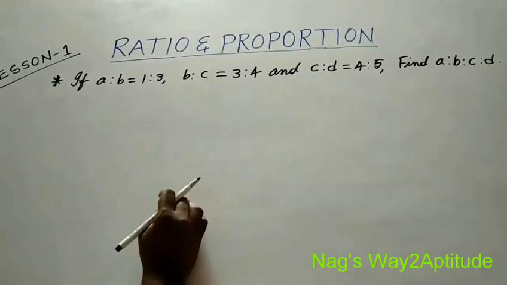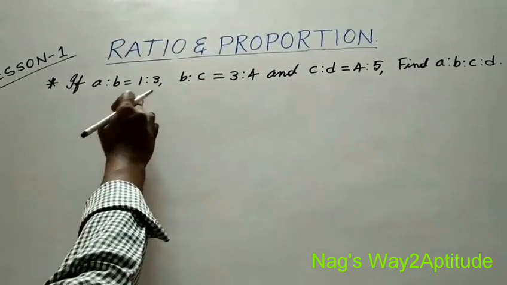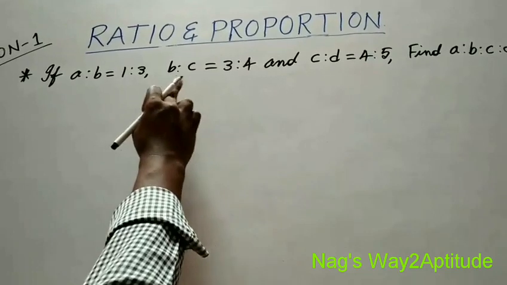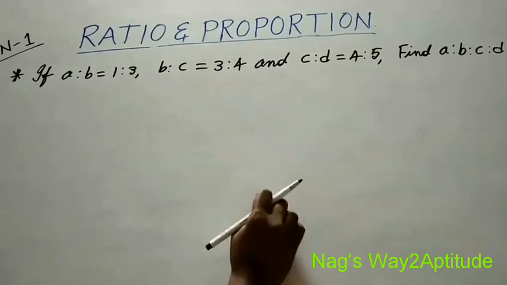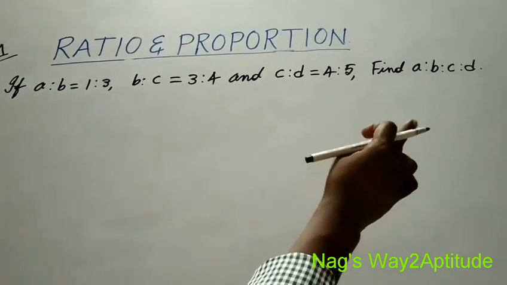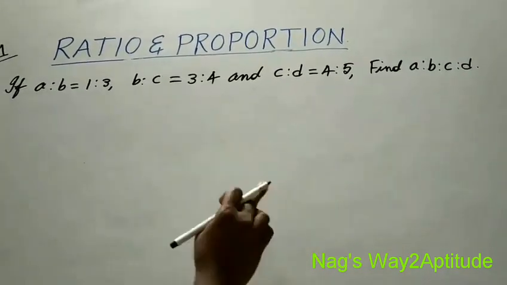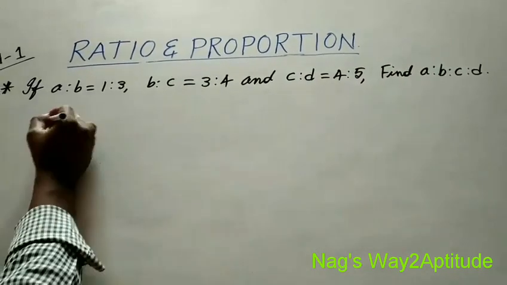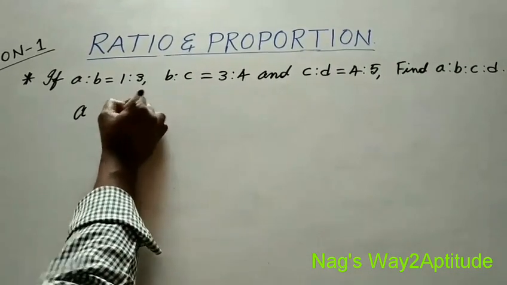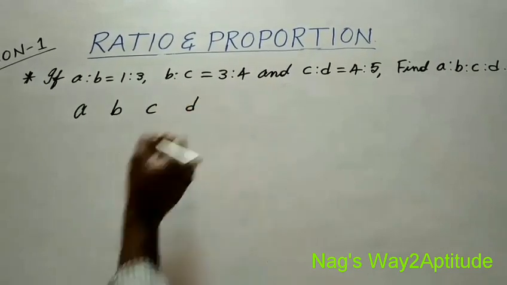Now let us see another problem. If A is to B is equal to 1 is to 3, B is to C is equal to 3 is to 4, and C is to D is equal to 4 is to 5, find the value of A is to B is to C is to D. Here you need to find out the value of A is to B is to C is to D. So just like in the previous problem, write A, B, C, D.